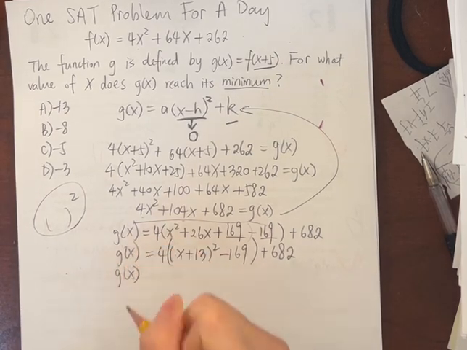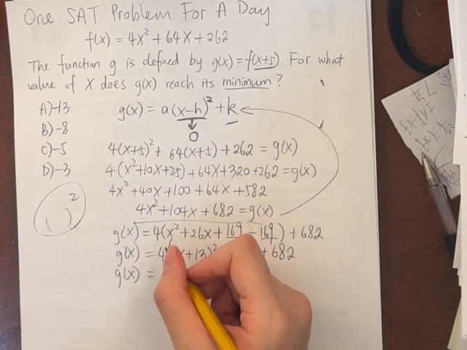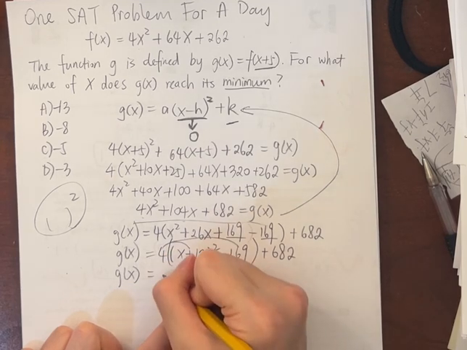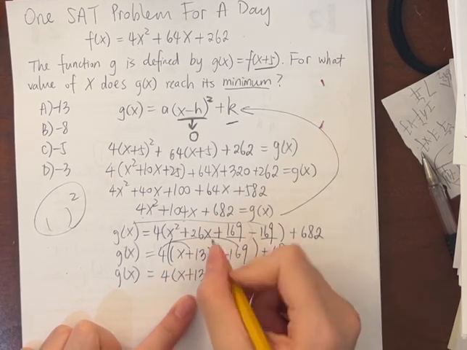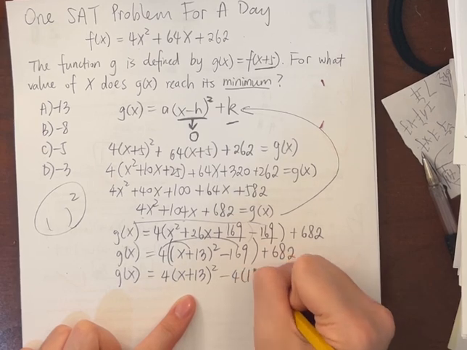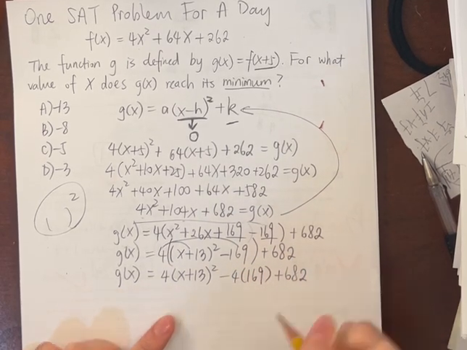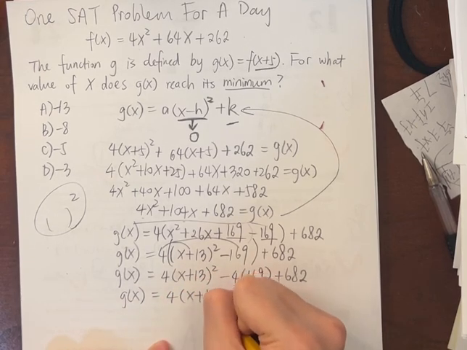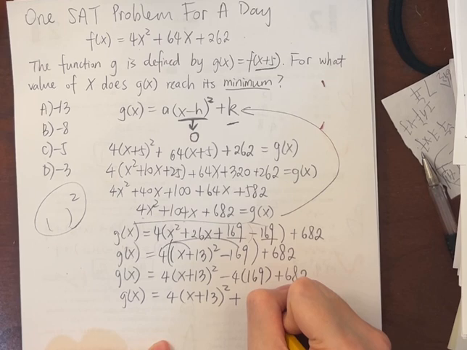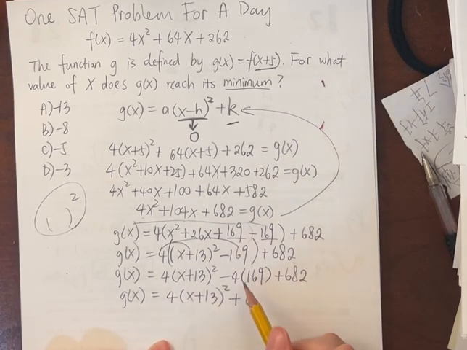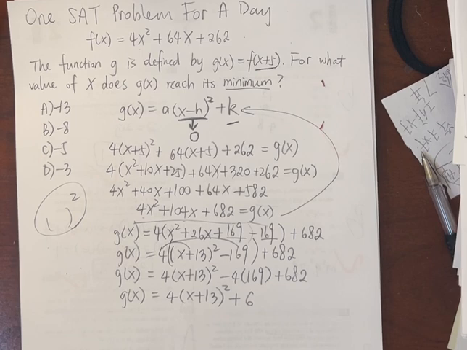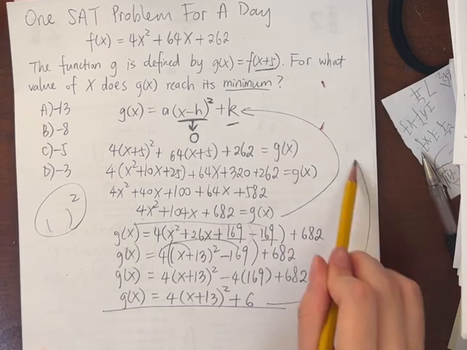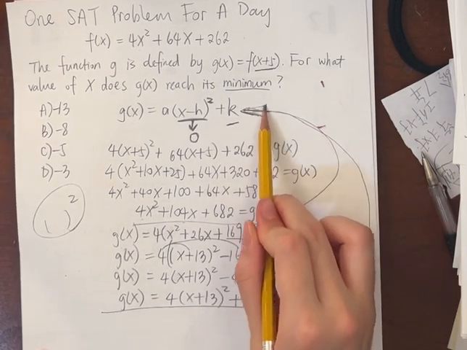Then we substitute 4 into these 2 terms, which gives us this. And then g of x will be 4 times x plus 13 squared plus 6, because negative 4 times 169 plus 682 will give us 6 ultimately. So take a look at this. We made it, right? We made the format look like this.